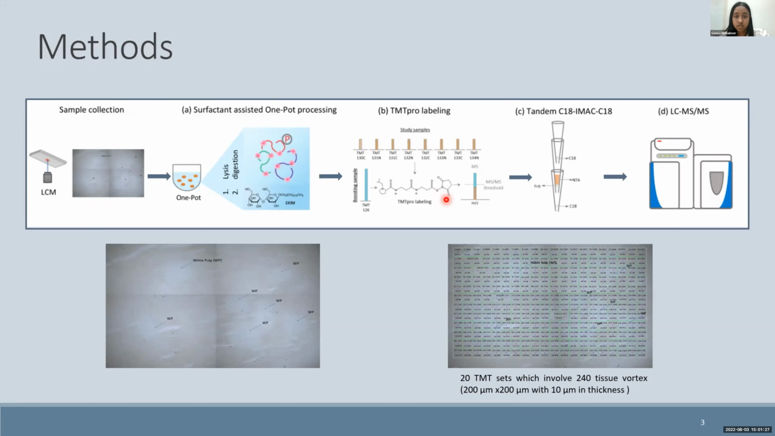Next, the sample was loaded into the tandem C18 IMAC column for phosphoproteome analysis, where the phosphopeptides in the column were used for the phosphoproteome, and the flow through was used for the global proteome analysis. And lastly was the LC tandem MS, which was used for protein and phosphoprotein detection and data collection.